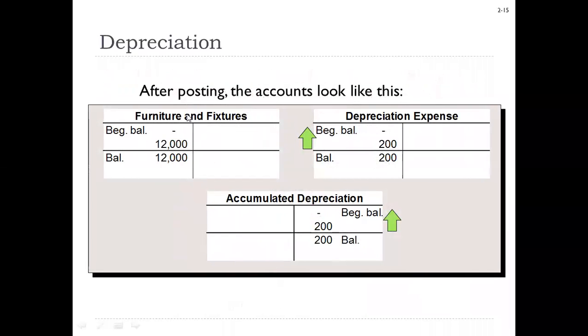So after you post it to the respective accounts in the general ledger, it'll look like this. So depreciation, we increased it by $200, and we increased the accumulated depreciation by $200, so that's a credit. So you see the depreciation expense is debited, accumulated depreciation's credited.